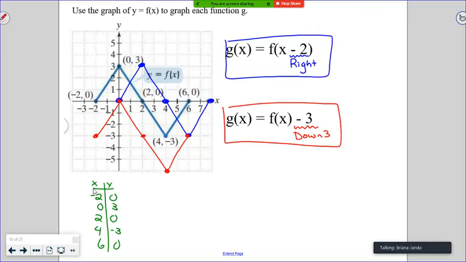Questions? Okay, so that's not a parent function. I don't have a table of points. I could create it from the picture if I wanted to. Tomorrow we're going to want to. But that's all I have to do: go move the dots that they give me. Okay?